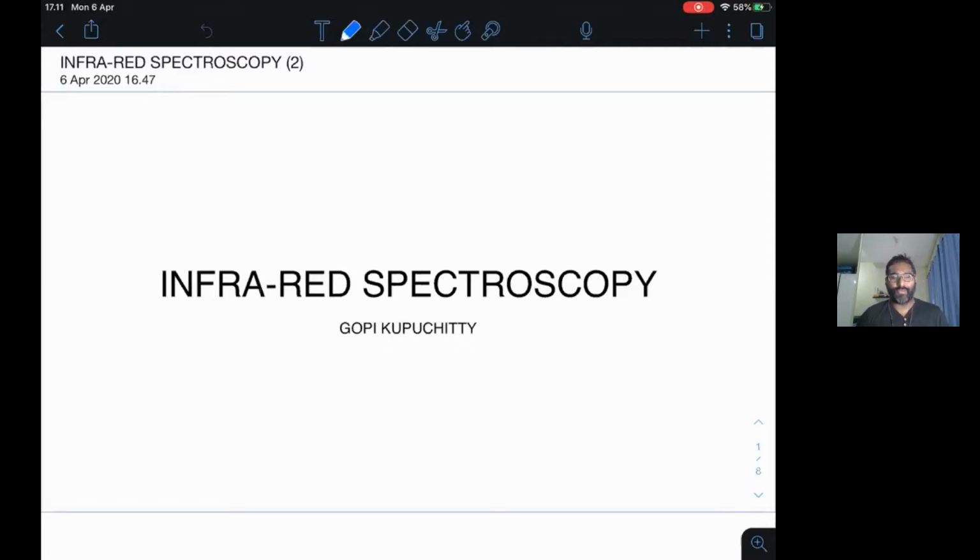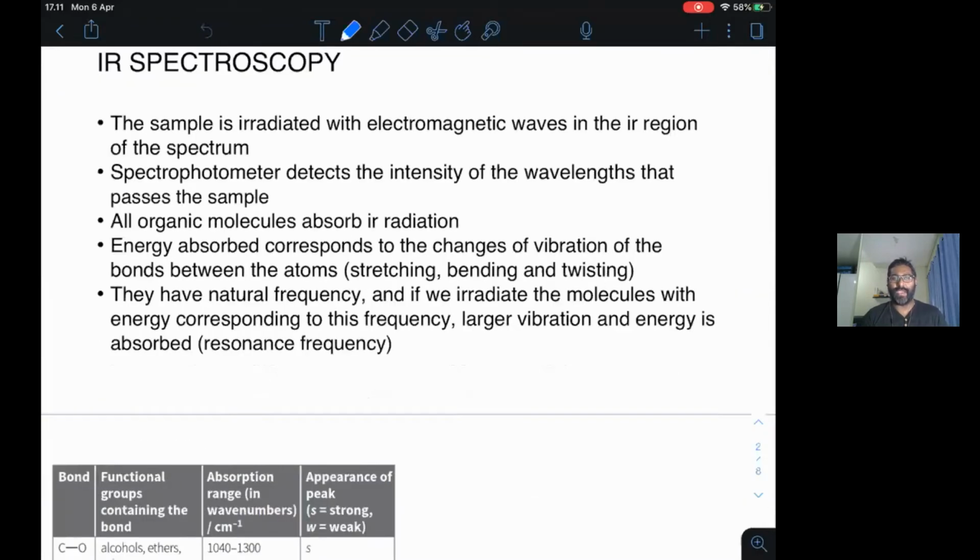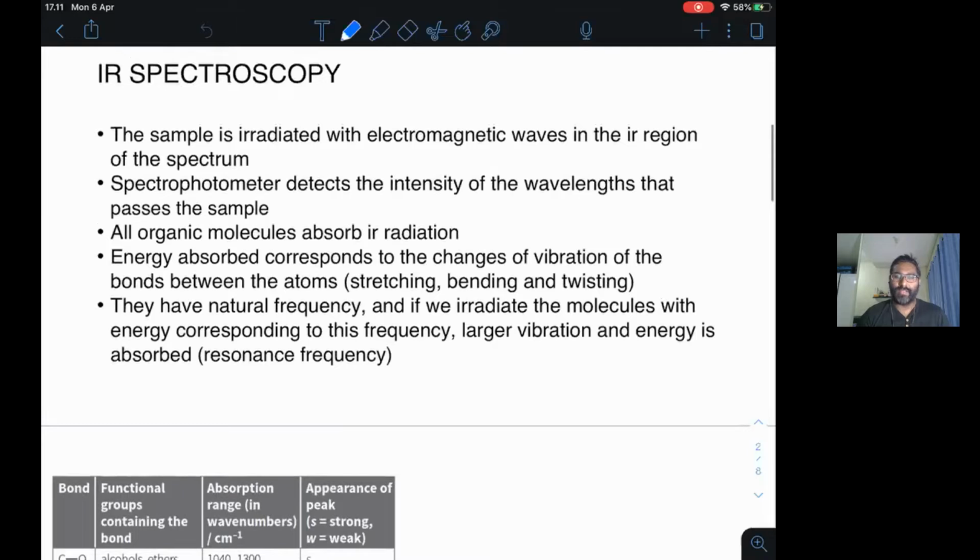One of the concepts is going to be infrared spectroscopy. What is infrared spectroscopy? Basically, infrared spectroscopy is a method where we have a sample. This sample can be any organic sample. What we do is we irradiate it, we pass an electromagnetic wave through it, and this electromagnetic wave is in the infrared region of the spectrum.